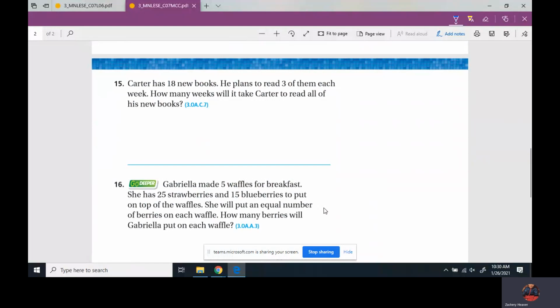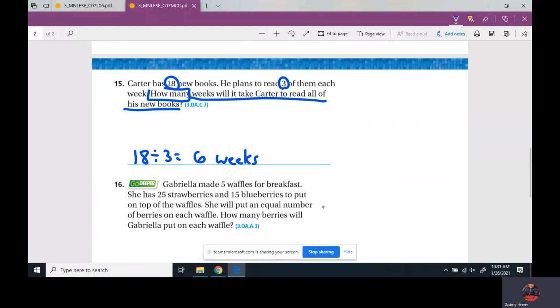Number 15, it says, Carter has 18 new books. He plans to read 3 of them each week. How many weeks will it take for Carter to read all of his new books? Well, our equation is going to be 18 divided by 3. Okay? And the final answer is going to be 6 weeks.